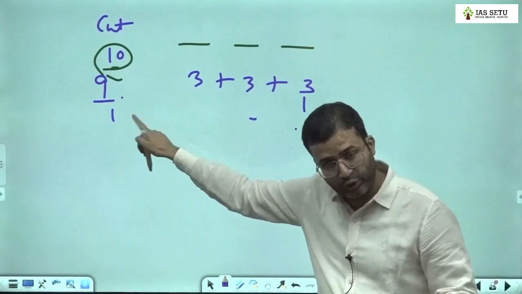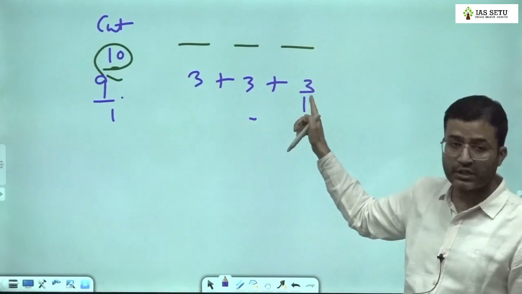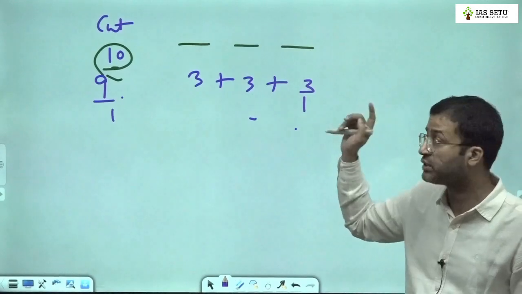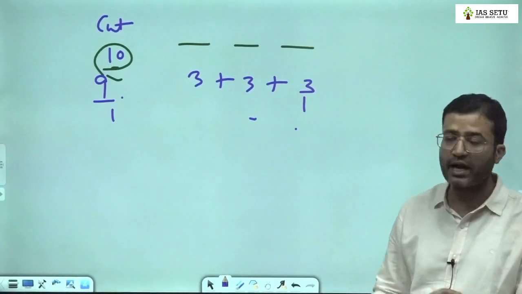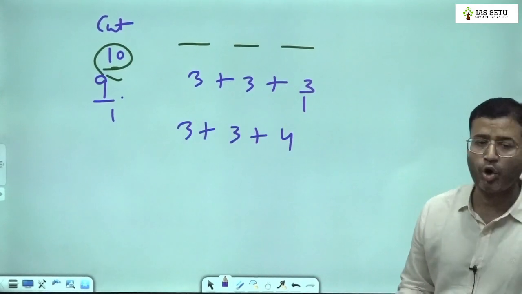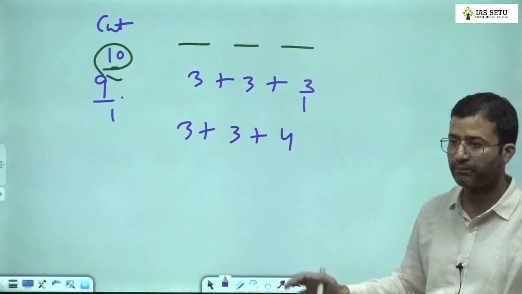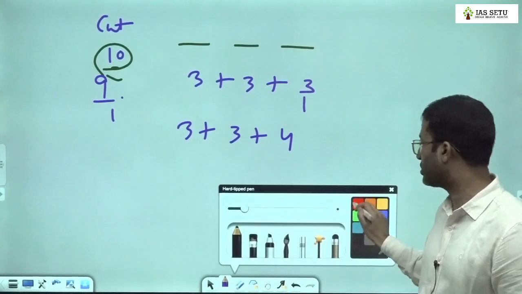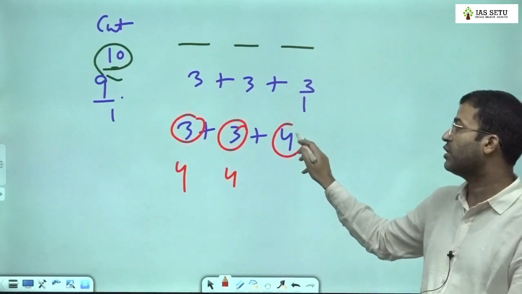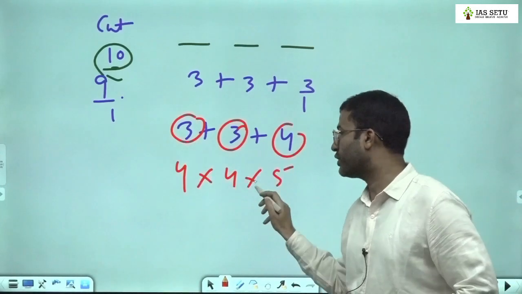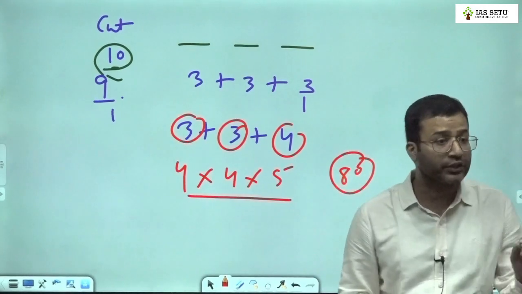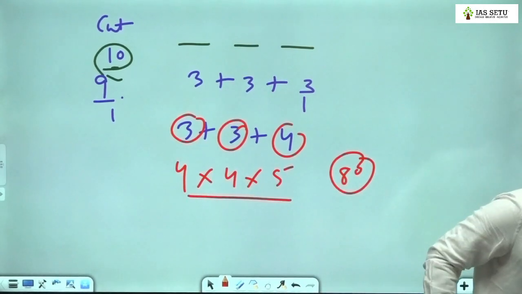So we take a multiple of 3 first. 3 cuts, 3 cuts, 3 cuts. Since we have 1 cut extra, you can give it to any of the axes. So the best distribution for 10 cuts is 3 cuts plus 3 cuts plus 4 cuts. Or you can say 4 plus 3 plus 3, doesn't matter. Then what is the number of pieces possible? 3 cuts give you 4 pieces. 3 cuts give you 4 pieces. 4 cuts give you 5 pieces. So here 16 into 5, 80. With 10 cuts, the maximum number of pieces possible is 80.